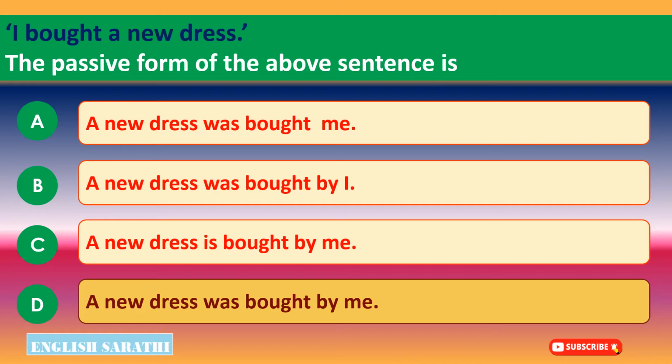I bought a new dress. A new dress was bought by me. Here I is the subject. Bought is a verb. A new dress is an object. By changing active to passive, a new dress comes first. A new dress. Bought is a simple past tense. Buy, bought, bought. We use the past participle of the verb. A new dress was bought by me. I changes into me.